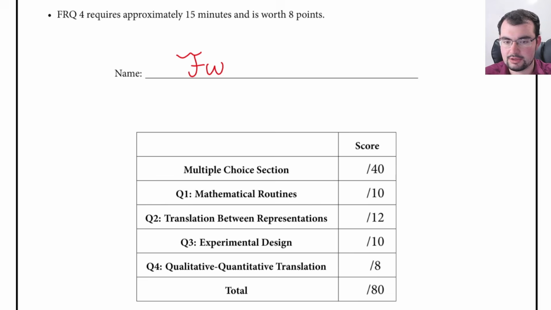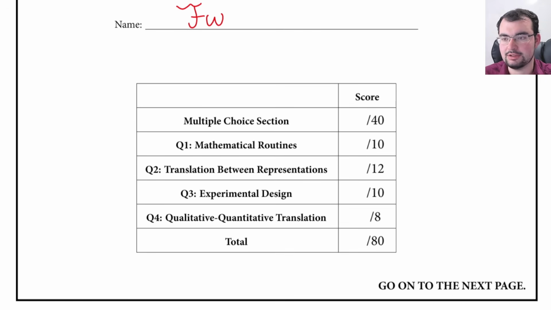So it took me like an hour and a half to get through that first one, so I hope we'd get much under time for the multiple choice here. I'm never concerned about the FRQs though. All right, let's go.